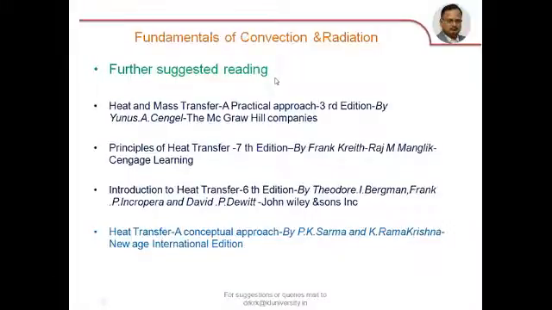Further suggested reading, I prefer in the same sequence: Heat and Mass Transfer, a Practical Approach by Yunus A. Cengel, the McGraw-Hill Company book. Principles of Heat Transfer by Frank Kreith, Cengage Learning. And Introduction to Heat Transfer by Incropera and DeWitt, John Wiley and Sons. And of course the last one is written by me only, Heat Transfer, a Conceptual Approach by Professor P.K. Sharma and K.